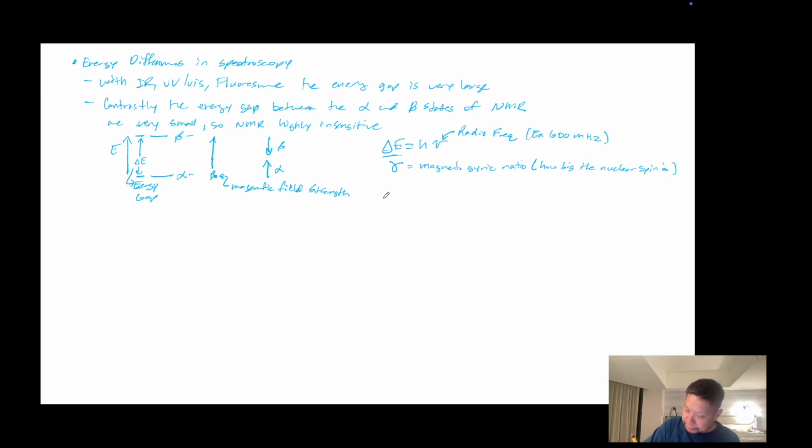And so the equation that we can use now to figure out what this energy gap is between the alpha and beta state is the change of energy equals gamma, or the magneto-gyric ratio, times the B naught, which is the strength of the magnetic field, all divided by 2 pi. And so what you can see here is that the strength of the magnetic field is actually in the numerator, right? And so that means that the stronger the magnetic field, the bigger the energy gap. And the bigger the energy gap, the easier it is for us to detect using an NMR instrument, right?